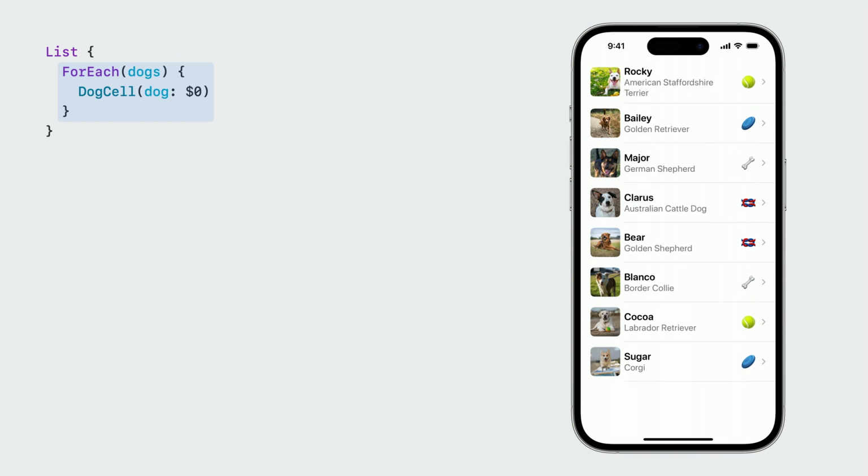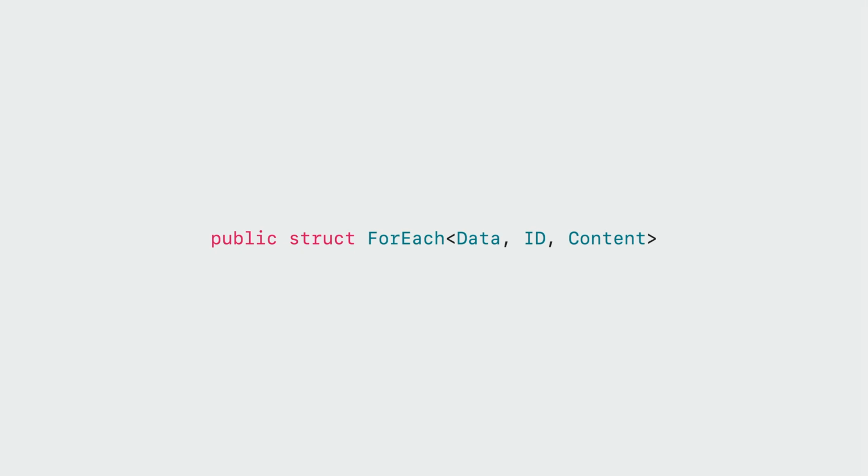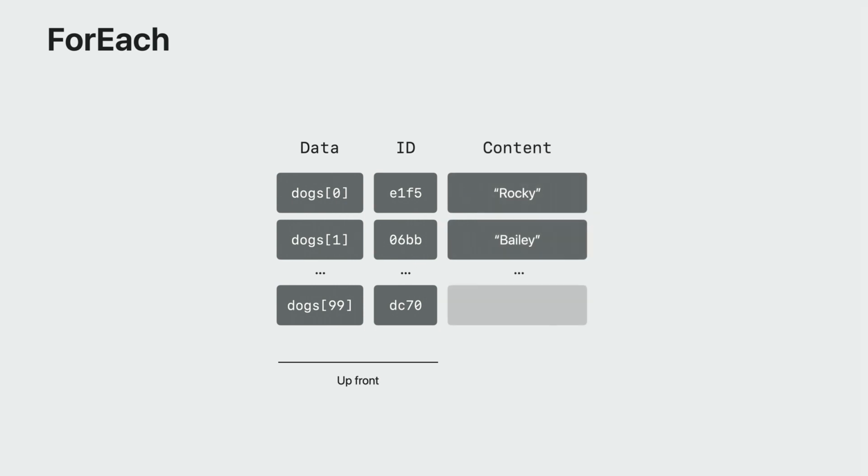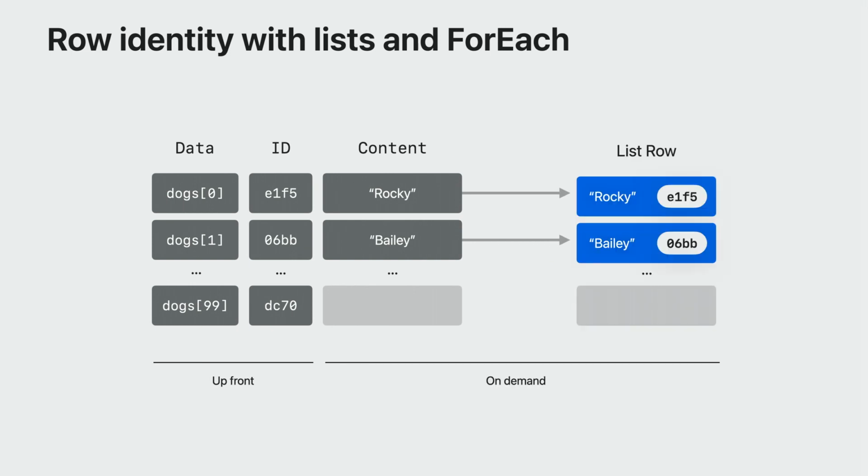To understand why, let's look at the generic signature of ForEach next. This is the signature of ForEach from SwiftUI. ForEach maps a collection of data onto a resulting sequence of views, producing explicit identity for each of its views. When you use list, it needs to figure out how many rows to display, as well as what the identifier for each row is. Therefore, it visits the data collection upfront, determining each element's ID. The content closure is called to produce each view. Rows are created on demand.